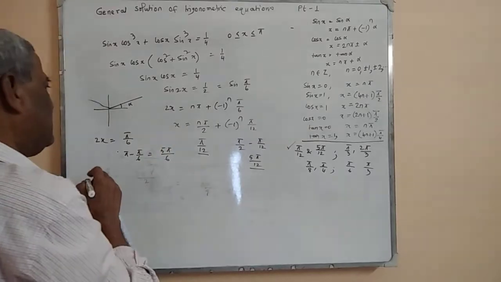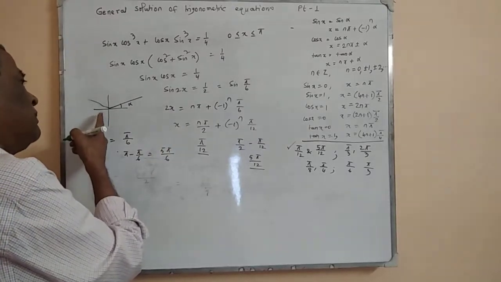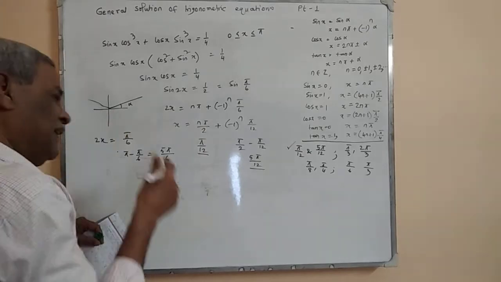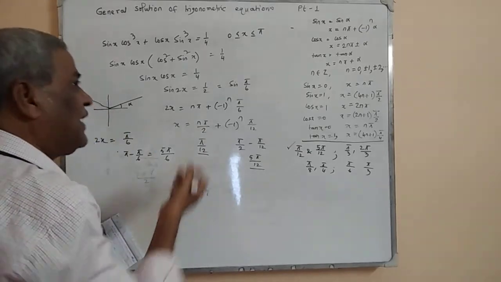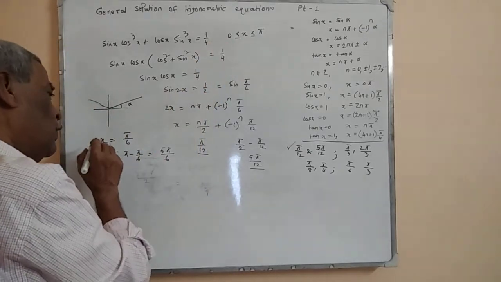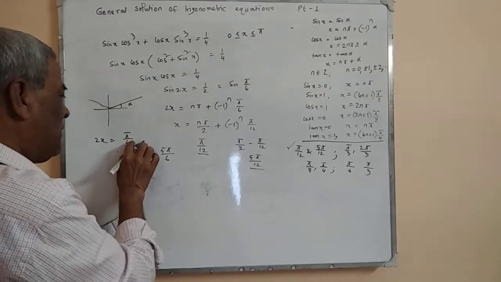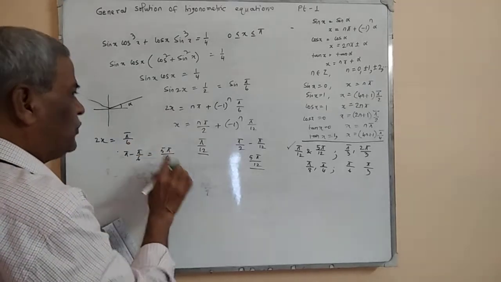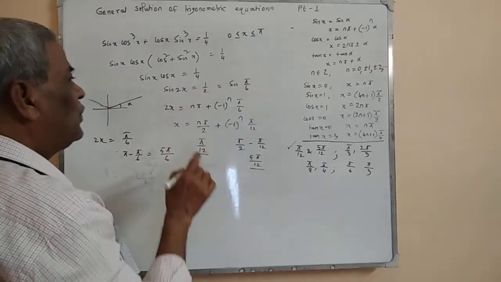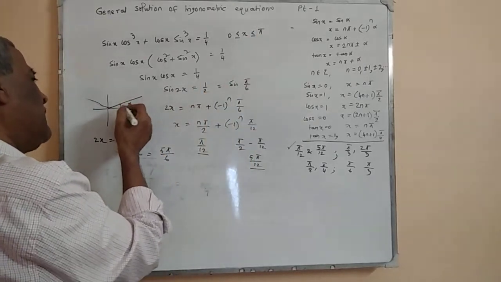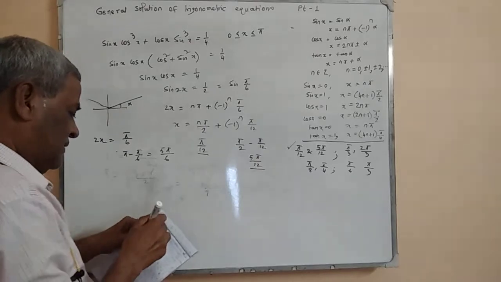Our answer is not more than that, because after that the result is greater than pi. So our answer is x is equal to pi by 12 and 5 pi by 12. So this is the answer. It is simply from the figure that we get the result.